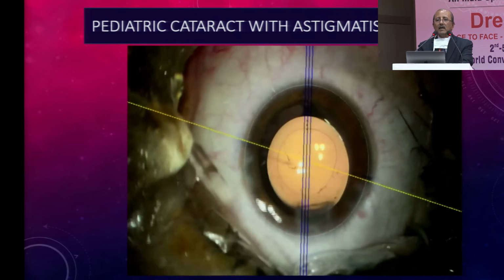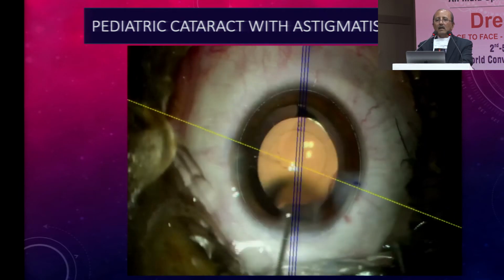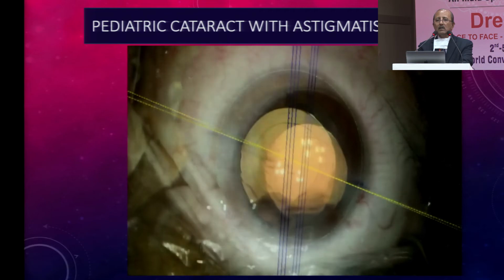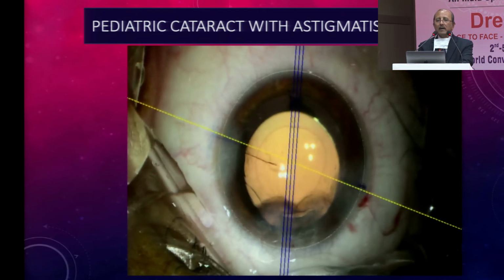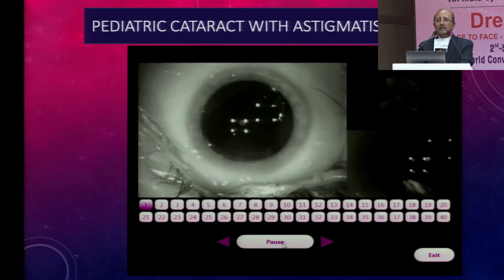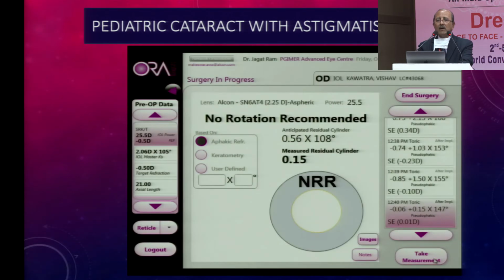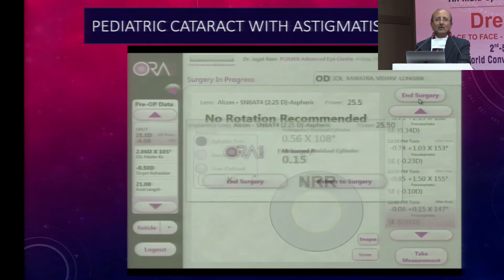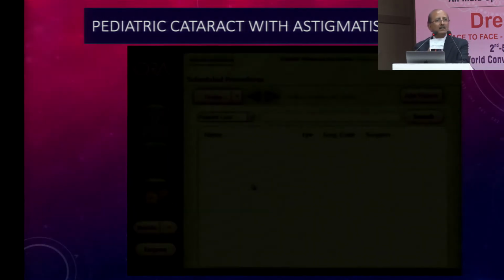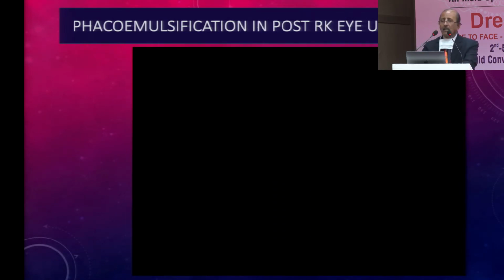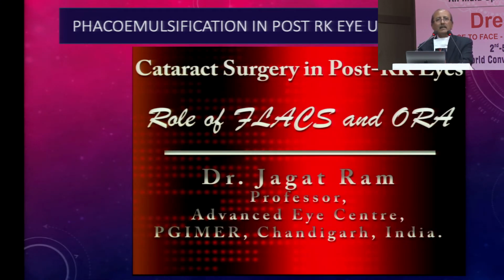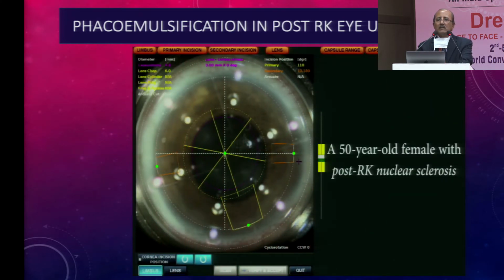So here it is the alignment which is shown by Callisto, and this is a toric IOL. And then again we will check whether alignment is fine or not. It shows no rotation required, meaning there is an astigmatism of 0.15. But we compared it with the other routine method, and we found that this was significantly accurate.